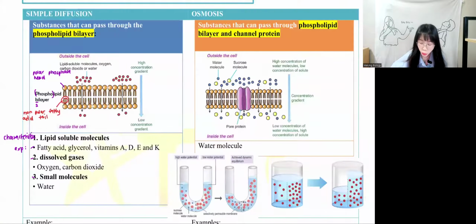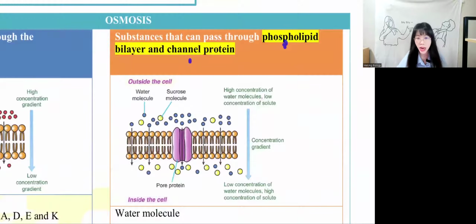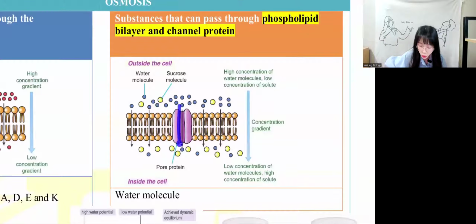No other example besides water. They will pass through 2 places: the phospholipid bilayer and the channel protein. A channel protein has to be always open over here. This is a channel protein. They are always open in the middle. We call this a channel protein.